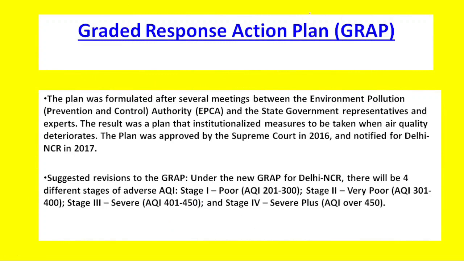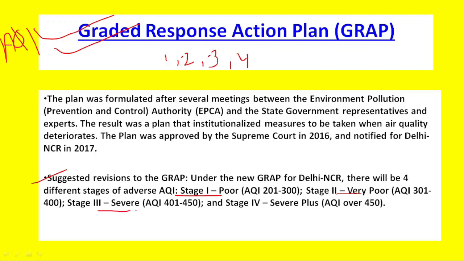The Commission for Air Quality Management has introduced and revised GRAP. GRAP means Graded Response Action Plan. As soon as the AQI falls into the poor category, the Graded Response Action comes into play. It has stages: first, second, third and fourth, for severe air pollution. It has been recently revised by the Commission for Air Quality Management, and there are four stages: stage 1, stage 2, stage 3 and stage 4.